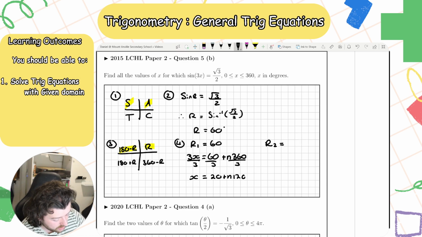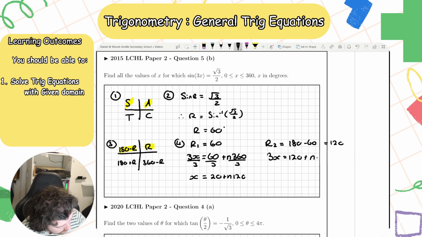I do that now for my other solution. My second one is 180 minus my reference angle, so 180 minus 60 is equal to 120. So I have 3x is equal to 120 plus n 360. Divide every term by 3. I'm going to have x is equal to 40 plus n 120.